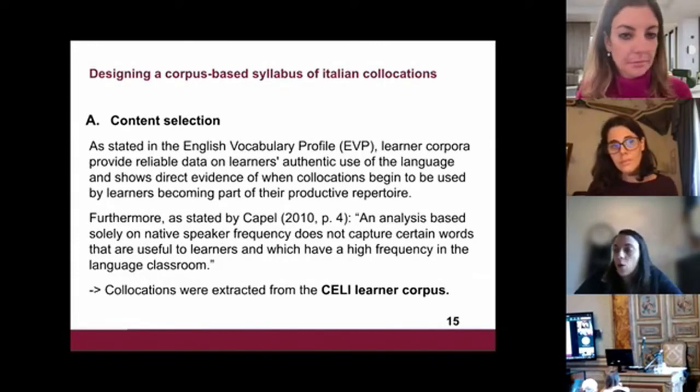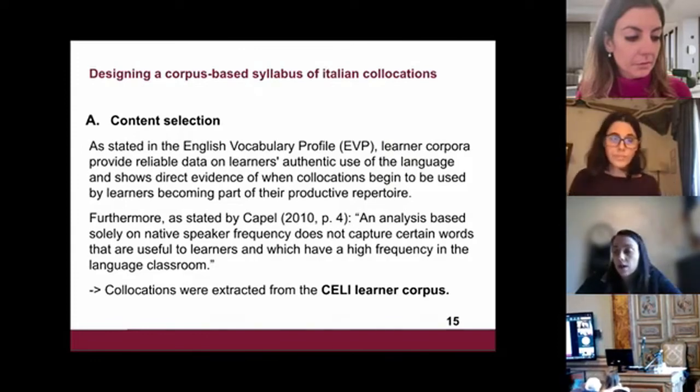We went for the latter option mainly because, as stated in the English Vocabulary Profile as well, learner corpora provide reliable data on the learner's authentic use of the language and show direct evidence of when collocations begin to become part of their productive repertoire. Moreover, as we will see later, in selecting the viable collocations, we took into account conventionality as well.